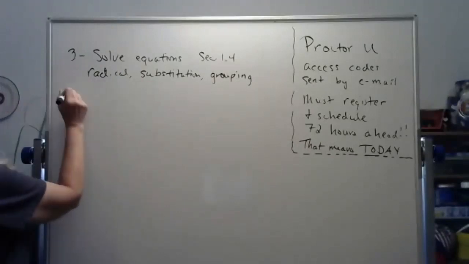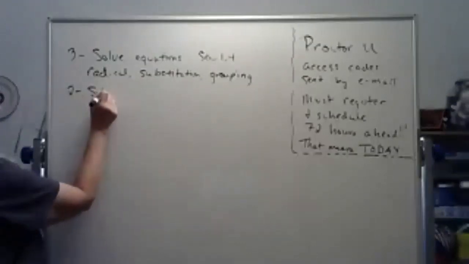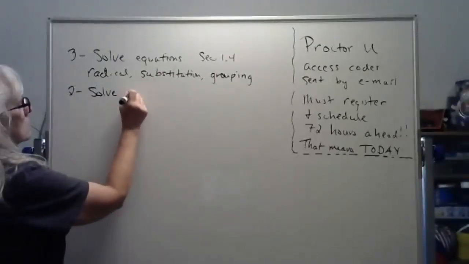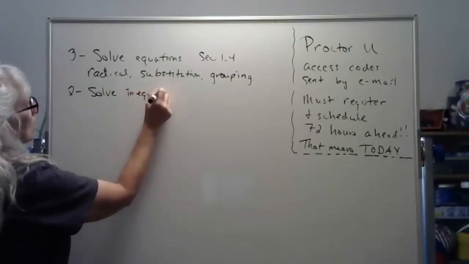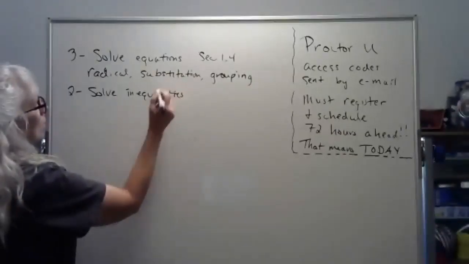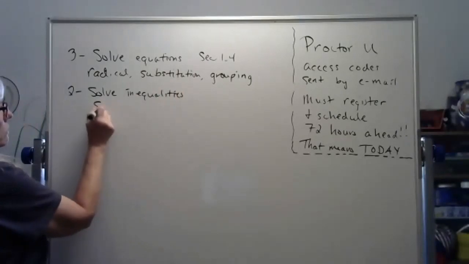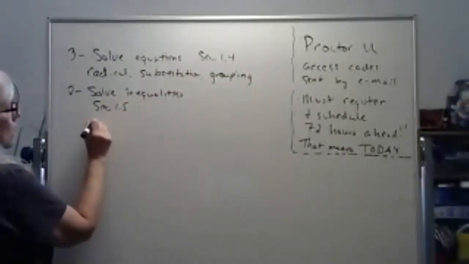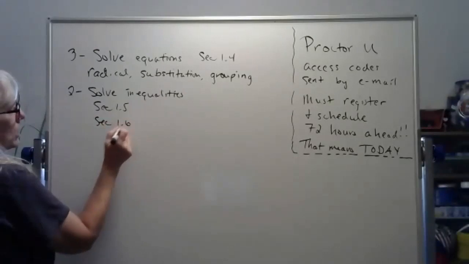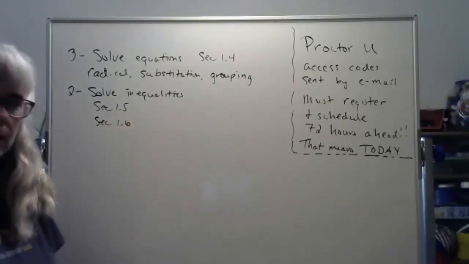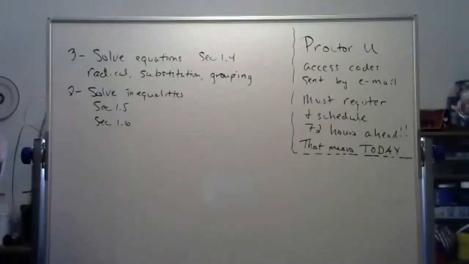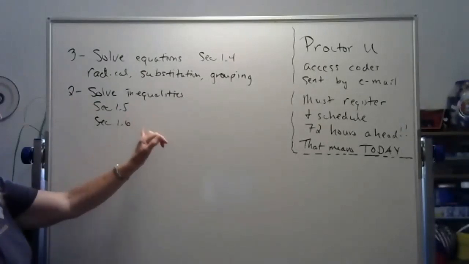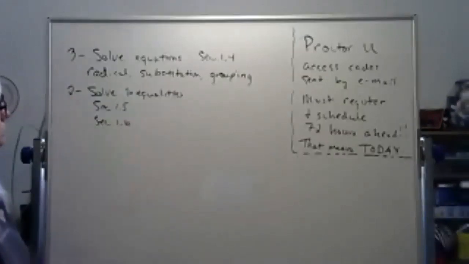You'll have 2 where you're going to be asked to solve inequalities. One of those is from section 1.5, and the other one is from section 1.6, where we did absolute value inequalities. So one from each section: a regular inequality and then an absolute value inequality.